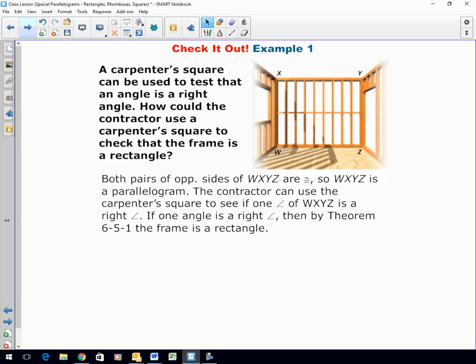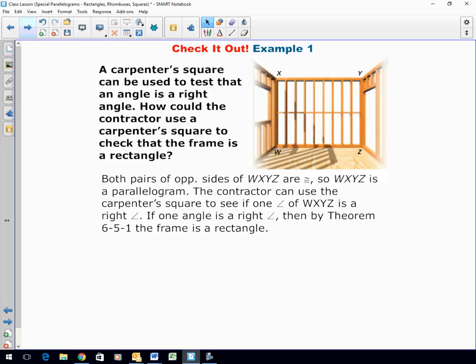Both pairs of opposite sides are congruent, so we have a parallelogram. Now that's some very helpful information, especially if you're doing carpentry work. But it would be easy to do, right? How can I do this? Make XY, right? And cut how many of them? 2. I cut 2 of the same length. And that creates XY, and then the other one would be WZ.